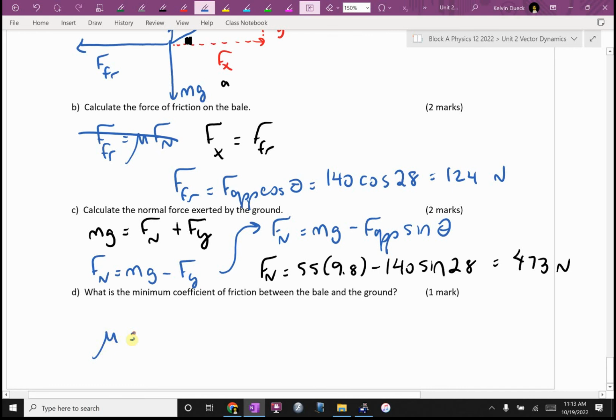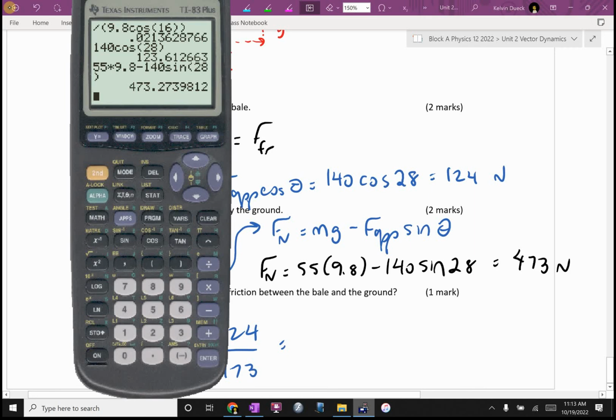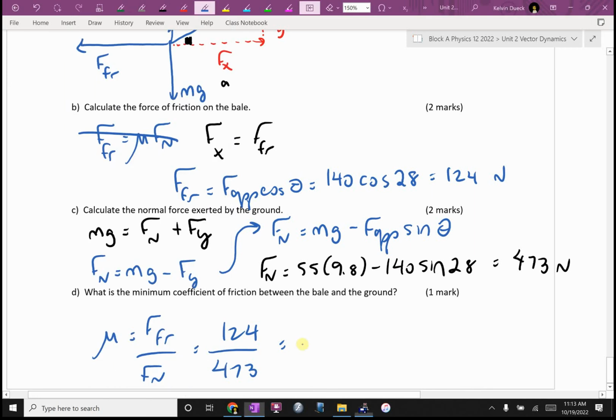Then, last thing it wants is mu. Well, mu is friction divided by the normal force. It's going to be 124 divided by 473, but I'm going to see if I can carry some extra sig figs. It's actually 123.613 divided by the answer button, and I get a coefficient of friction of 0.261. I'd take 0.260 or 0.262. And mu has no units.